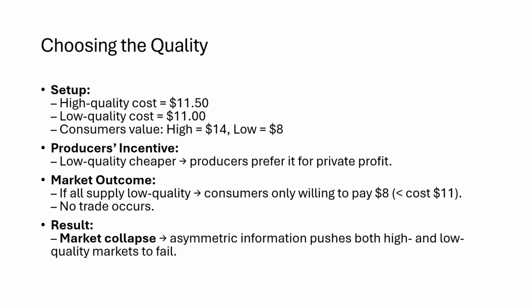Economics suggests several ways to prevent collapse. Signaling: sellers prove quality through warranties, certifications, or branding. Also screening: buyers demand quality checks before purchasing. And regulation: governments impose minimum quality standards.